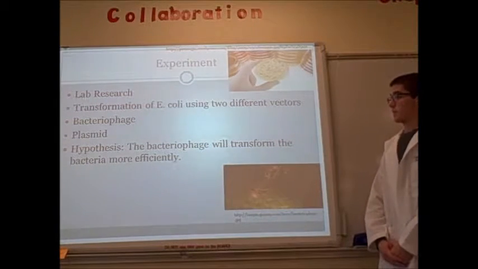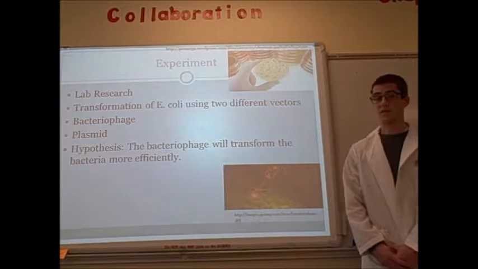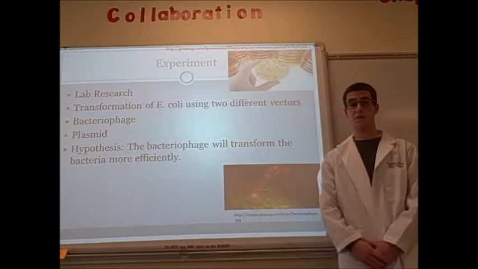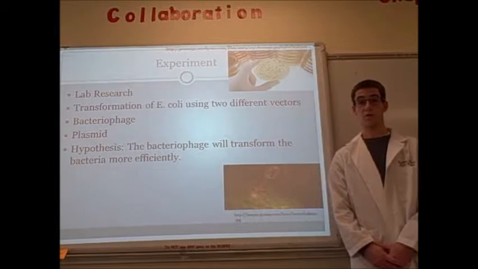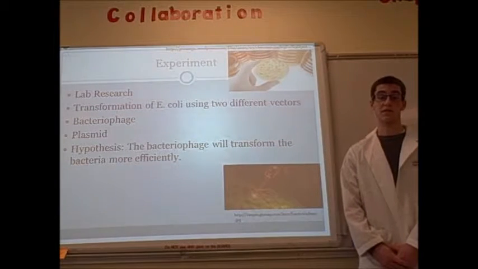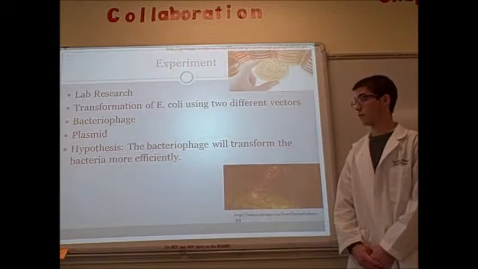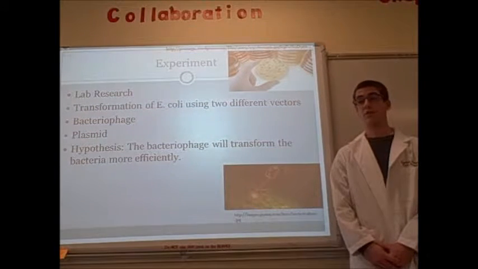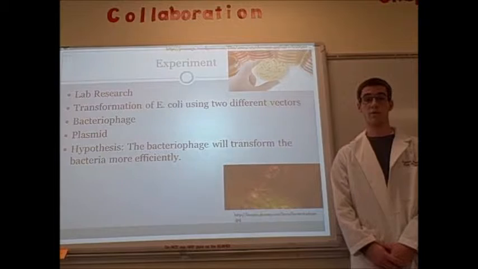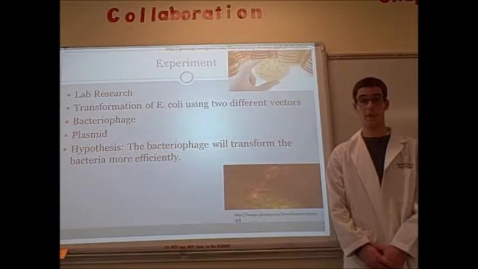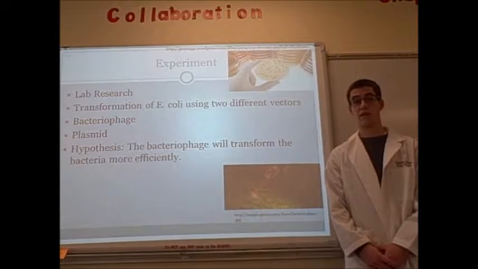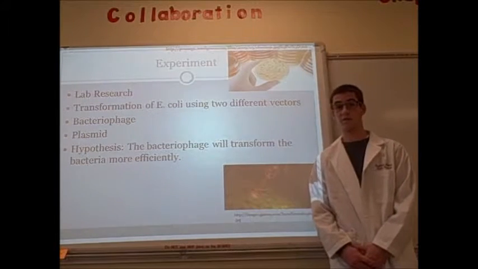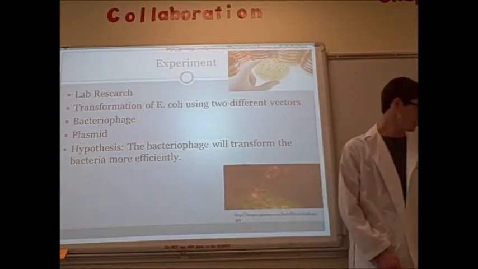The hypothesis of my experiment was that the bacteriophage would transform the bacteria more efficiently. I believe this because the bacteriophage not only coded for the protein I was looking for, which was the beta-galactosidase enzyme, but they also coded for more bacteriophage. These more bacteriophage infected more cells located around the E. coli cell that was initially transformed. This led me to believe that the bacteriophage would infect more cells in a faster period of time, being more efficient.